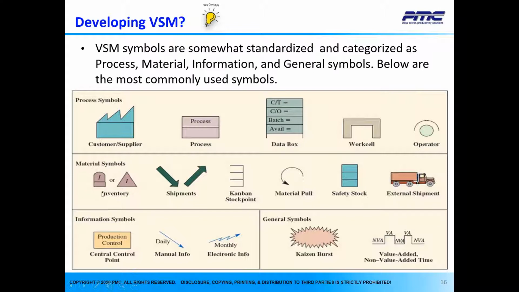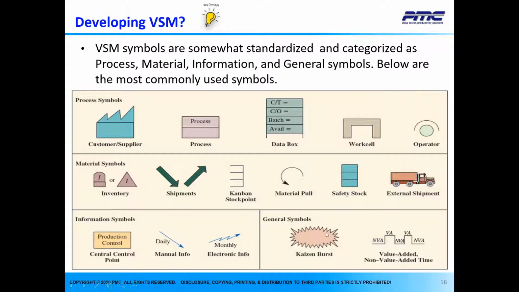As far as the materials, we have two symbols that we commonly use for inventory. Shipments in and out, Kanban stock point, material pool, safety stock, external shipment. As for the information symbols, we have production control, the central control point. There is daily or manual info, which is this straight line arrow. The monthly electronic info is the lightning type of arrow.